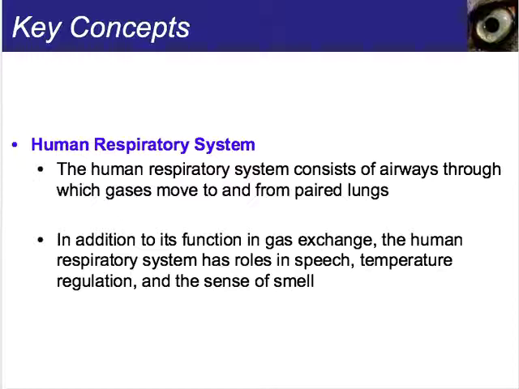So what do you need to know? The human respiratory system consists of airways through which gases move to and from paired lungs. Your discussion board asks you guys to describe the movement of air in the body, and that's because I expect you to know that on your exam. In addition to its function in gas exchange, the human respiratory system has roles in speech, temperature regulation, and the sense of smell.